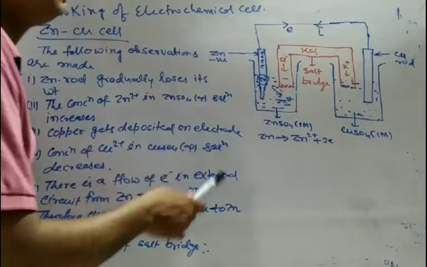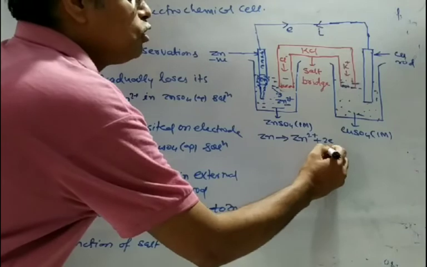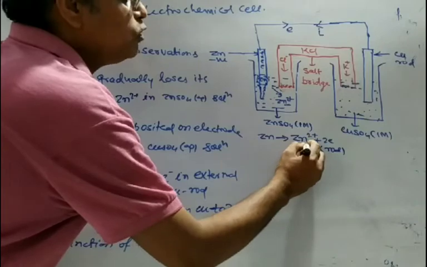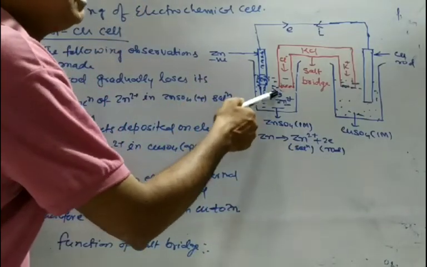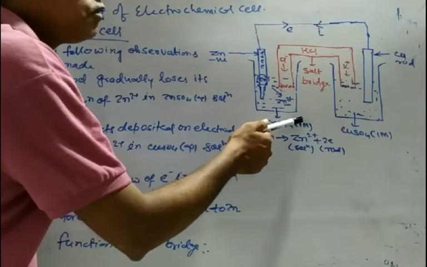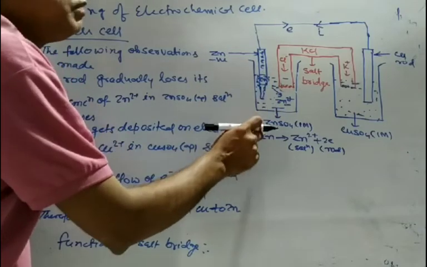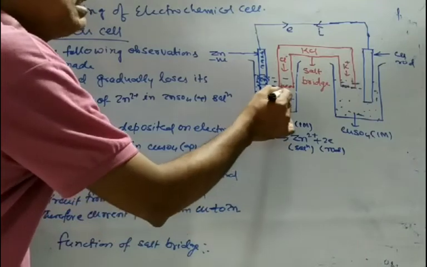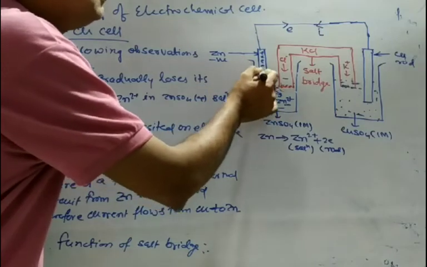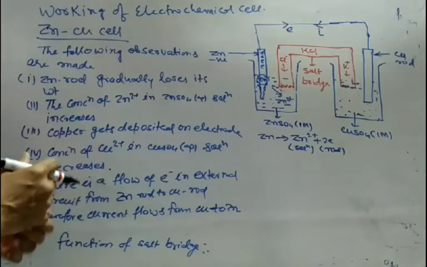So in zinc electrode, zinc loses its electron and gets converted into Zn2 plus ion. The electrons are deposited on the rod and Zn2 plus ion will enter into the solution. So the concentration of Zn2 plus ion in ZnSO4 increases. You know, ZnSO4 solution contains Zn2 plus ion and SO4 2 minus ion. Now, due to the conversion of zinc atom into Zn2 plus ion, which enters into the solution, the concentration of Zn2 plus ion increases in the solution. And the electrons are accumulated on the rod. So it becomes negative terminal of the cell.